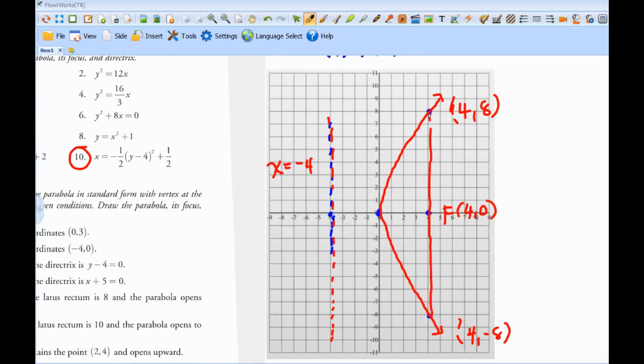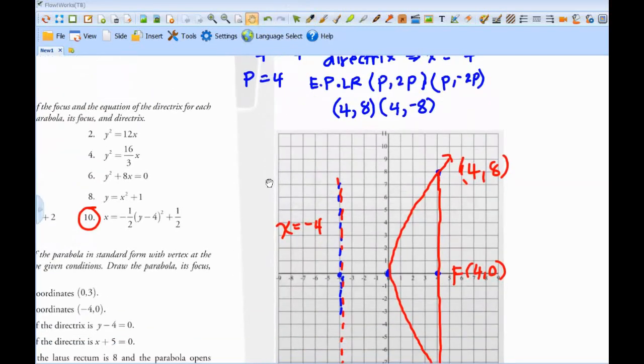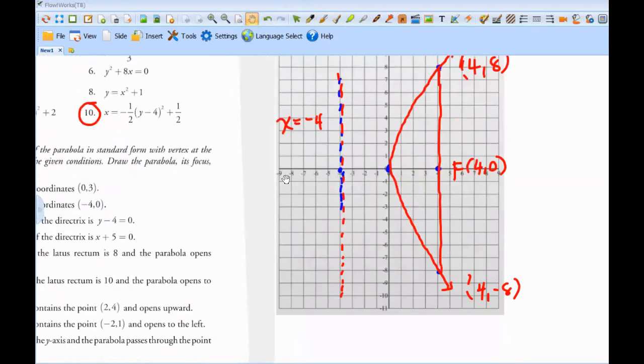Did you understand number 3? Okay. Clear.